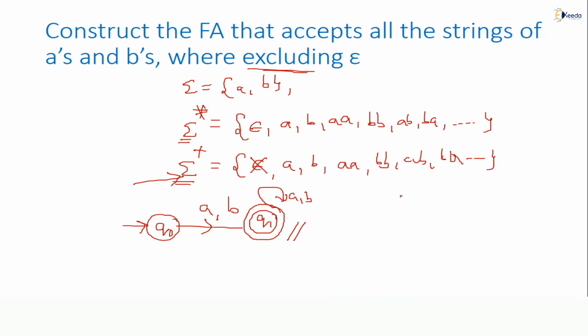Are you getting it? See, W equal to A, if you give it, will accept. W equal to B given, that will accept. A if you give, AA will accept, BB will accept, AB will accept, BA will accept, or any number of A's followed by B or any number of B's followed by A, if you give, this will accept. Yes or no? So this is what positive closure of sigma is, you understand.